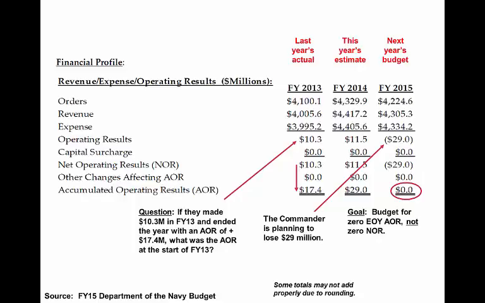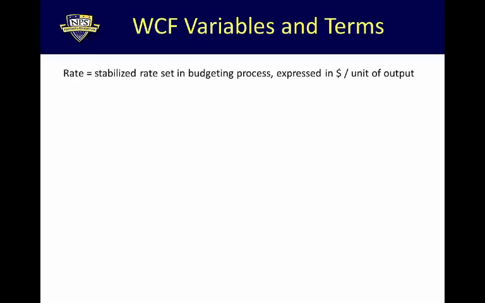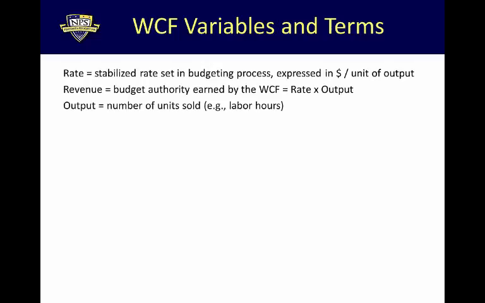How do we do that? Well, there's some math involved. There are a number of variables and terms and mathematical relationships that we need to take a look at. That stabilized rate that we charge our customers is set in this budgeting process, and it's expressed in dollars per some unit of output. The revenue the working capital fund earns is that rate times the amount of output. And the amount of output are the number of units sold. Frequently, that's something like labor hours or a work day.